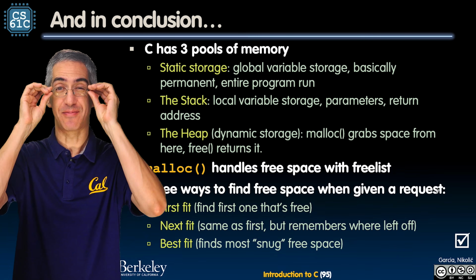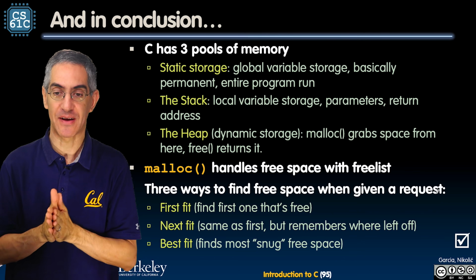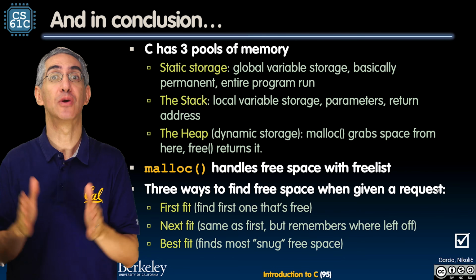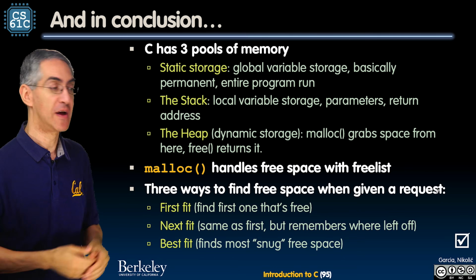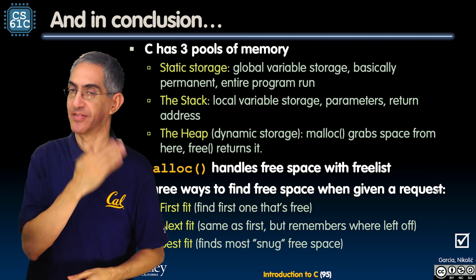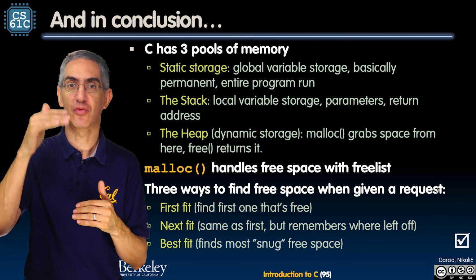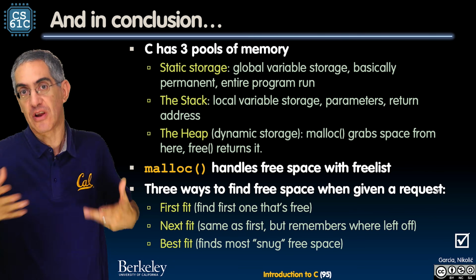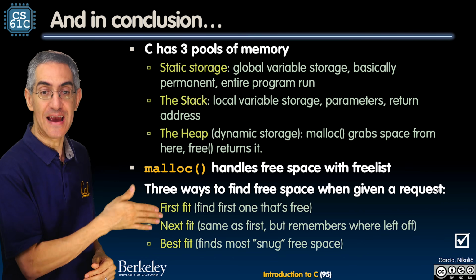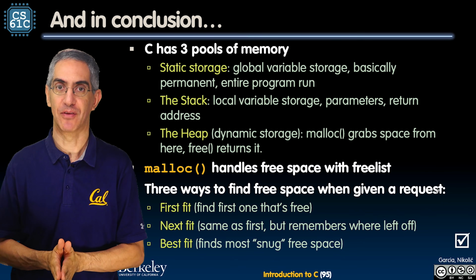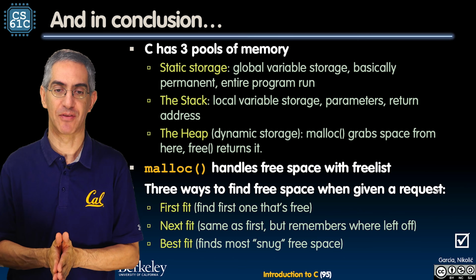In conclusion, this is the semi-final lecture in C. Very exciting. We're almost at the end. C has 3 pools of memory: static storage, the stack, the heap. Static doesn't move. The stack grows and shrinks with function calls, and it's where your temporary variables and your parameters are. And the heap is where your malloc action happens. Okay, that free and malloc action happens.